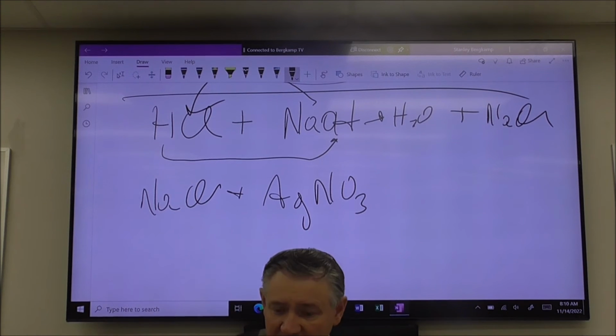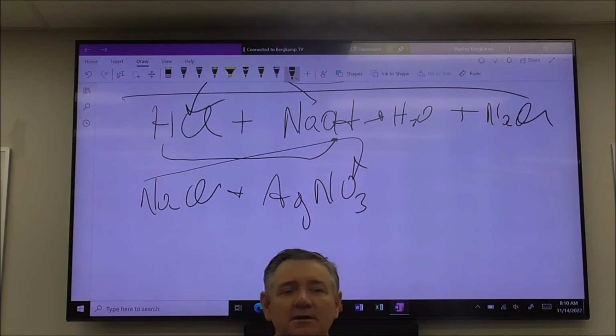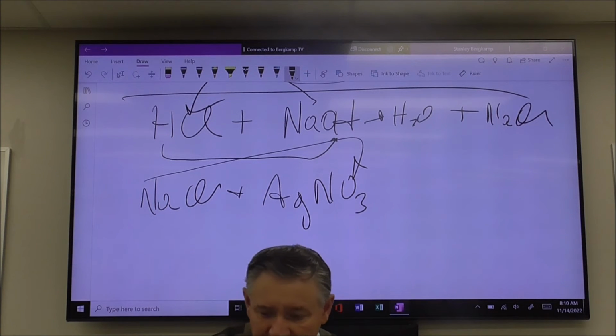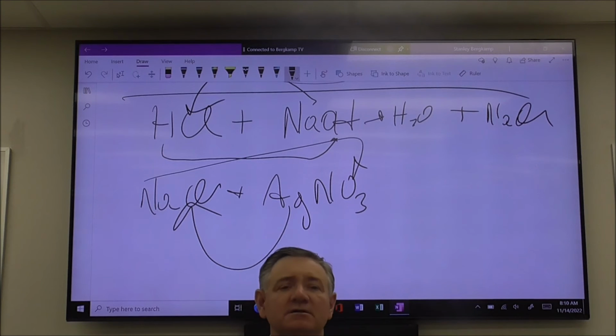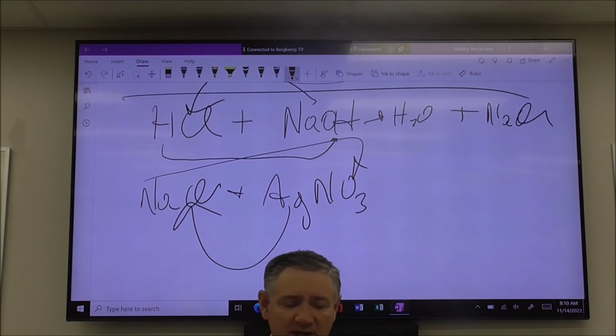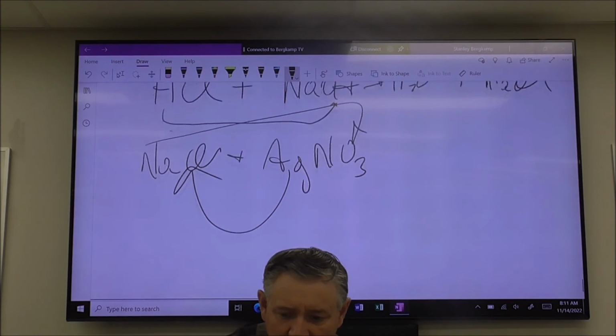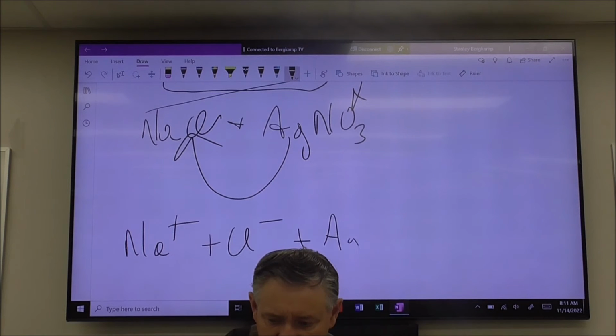So basically what's going to happen is the sodium comes along and it's going to go, yo, nitrate, sup. So those two are going to hook up, and then the silver is going to hook up with the chloride. Here's what I want. On this particle diagram, I want you to show me these are sodium ions, and these are chloride ions. And these are silver ions, and these are nitrate ions.